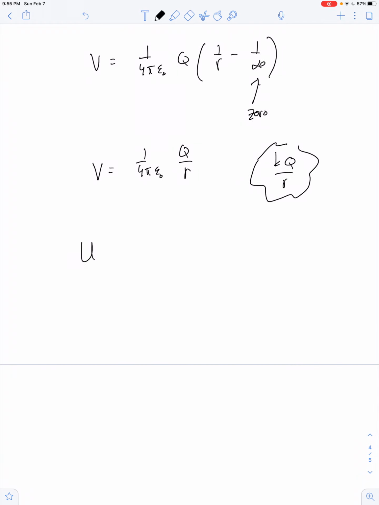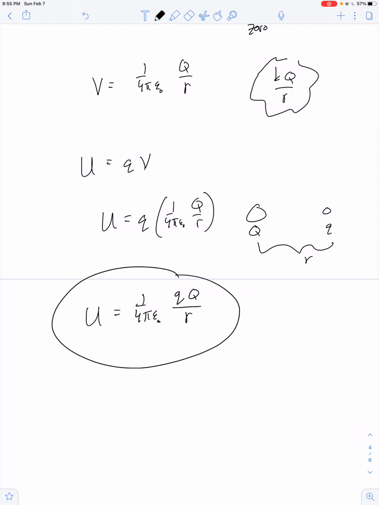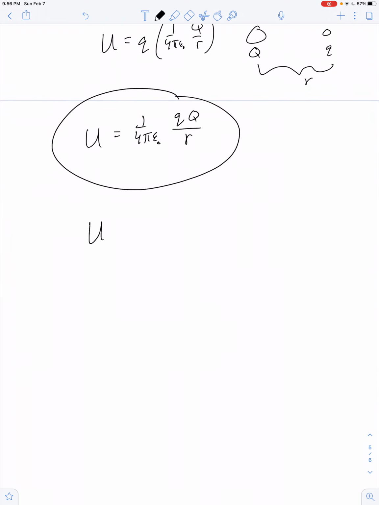And potential energy is equal to charge times potential. So the potential energy due to a pair of charges, capital Q and lowercase q, separated by a distance of r, is equal to q times 1 over 4 pi epsilon naught, capital Q over r. In other words, the potential energy is 1 over 4 pi epsilon naught, lowercase q, capital Q over r. There we go. Now you might see it written like this: U equals K Q1 Q2 over r. And I say that's the same thing.